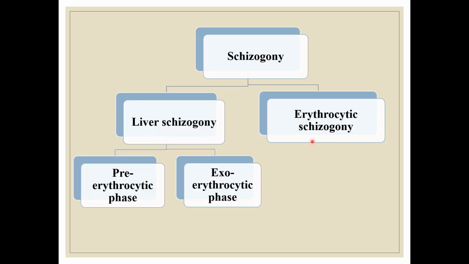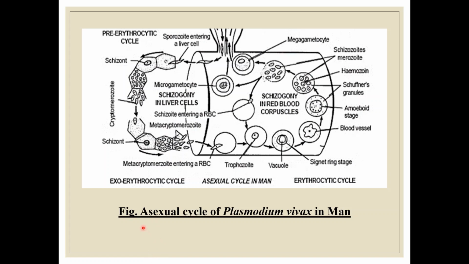This asexual phase of the life cycle of Plasmodium vivax is completed by schizogony, which is differentiated into liver schizogony and erythrocytic schizogony. Liver schizogony has two phases, the pre-erythrocytic phase and the exoerythrocytic phase. This diagram shows the asexual cycle of Plasmodium vivax in man. When an infected female anopheles mosquito bites a healthy person to suck the blood, it releases some saliva into the bloodstream of that healthy person.